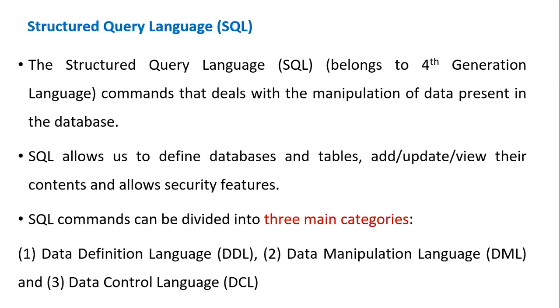We have talked about what the database management system can do, and we also look at how it does it. We have the structured query language. The structured query language belongs to the fourth generation and deals with manipulation of data present in the database. We will be looking at how updating and viewing are done. This is the language responsible, and it comes with different categories of commands: data definition language, data manipulation language, and data control language.